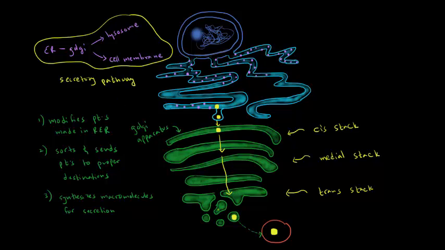Let's say the protein we mentioned was not supposed to go to the lysosome. Maybe it was supposed to be secreted from the cell, or maybe it's supposed to become a protein that's part of the cell membrane. So let's bud off another two vesicles. Let's say that this vesicle has in it proteins that need to be secreted from the cell. And let's say this vesicle has on its membrane a protein that needs to end up on the membrane of the cell. Let's see what happens to these two vesicles.